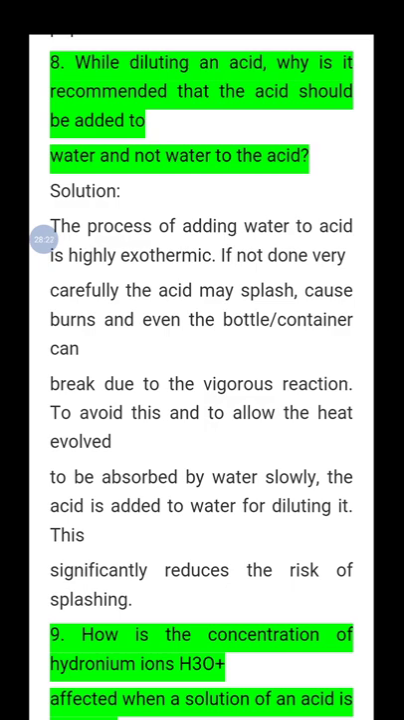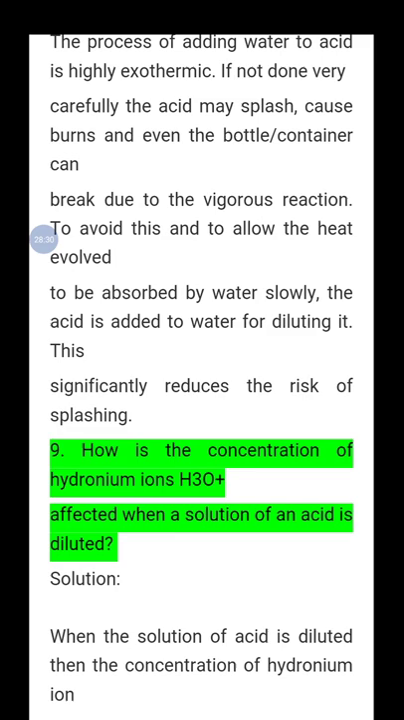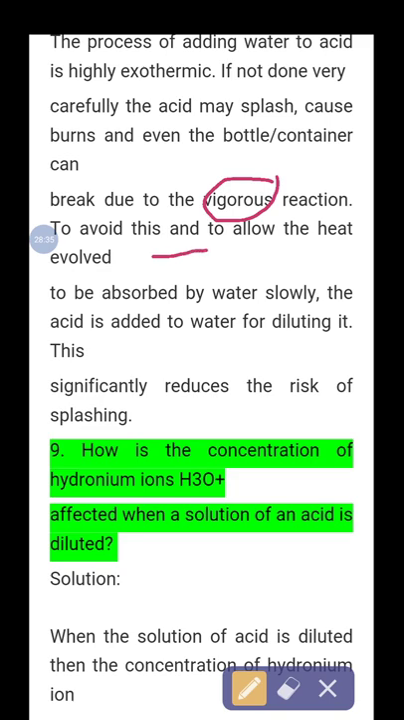Because the acid may splash, cause burns, and even the bottle or container can break due to the vigorous reaction. So to avoid this, and to allow the heat evolved to be absorbed by water slowly, the acid should be added to the water for diluting it. When we add water to the acid, a high amount of energy is evolved. So to minimize this, we add acid to water, not water to acid.